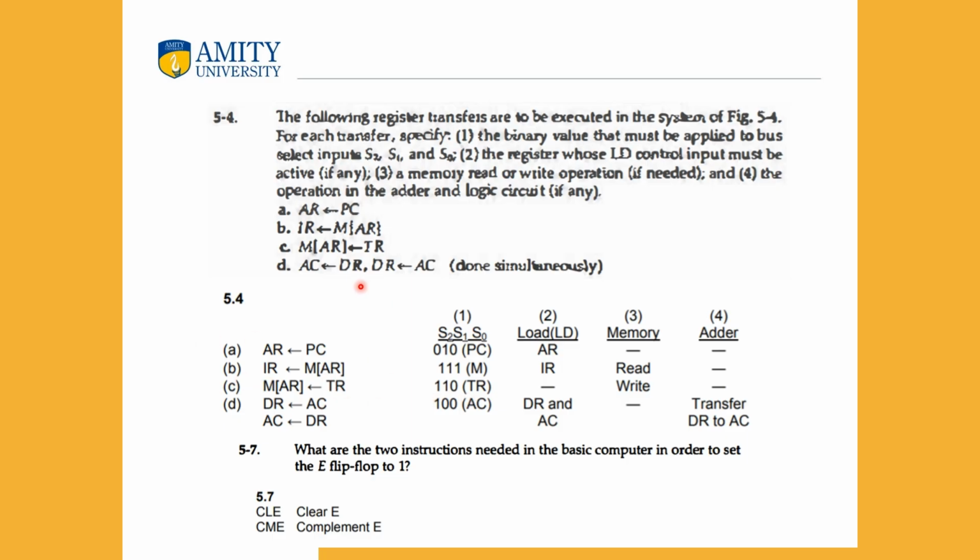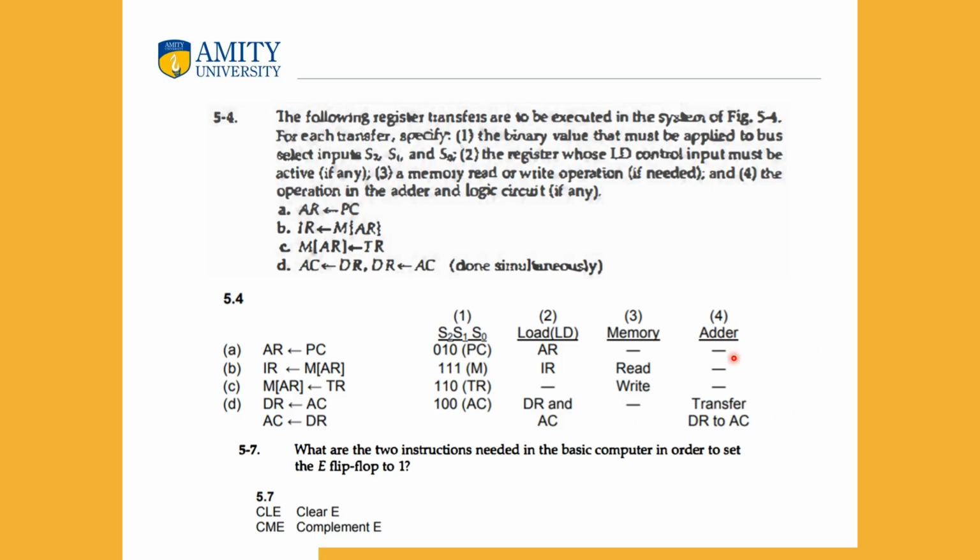Finally, in D part, we have 2 different tasks being performed together, that is DR transfer to AC and AC transfer to DR. So in order to complete these, first we will consider AC, which is connected to the common bus. So in order for data to go from AC to DR, we will have to allow AC to copy its data onto the bus, which happens using the inputs of 100. Then we will be loading both the registers AC and DR. Since they're both registers, they have a load function in them. They both have to be set to active so that data can be transferred into them.